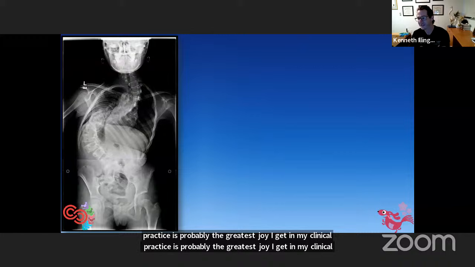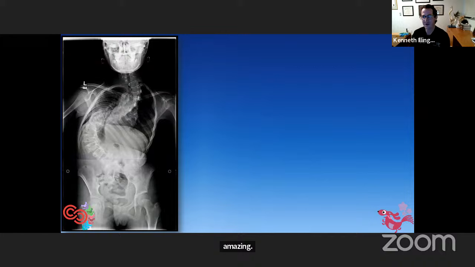So this is a typical deformity patient for me. This is an 11-year-old female, premenarchal, shows up to my clinic and mom says, well, it just started to get bad over the last few months, which I highly doubt. But she has a huge 120-degree curve and her spine is literally trying to escape her body.